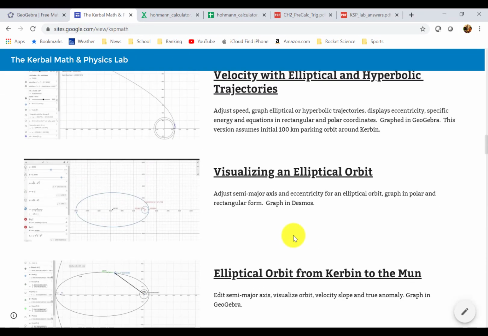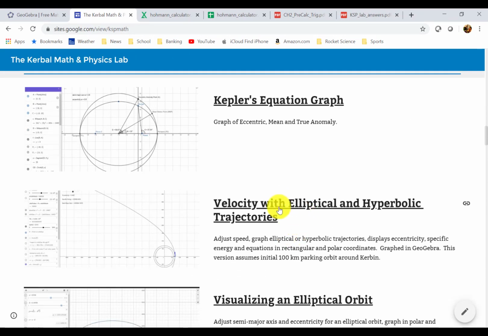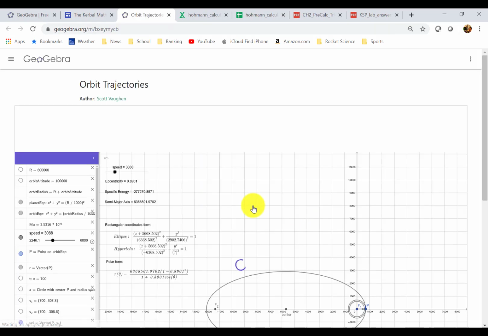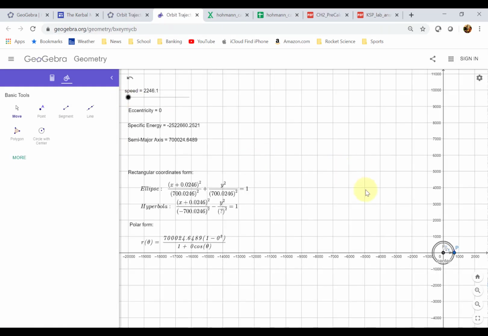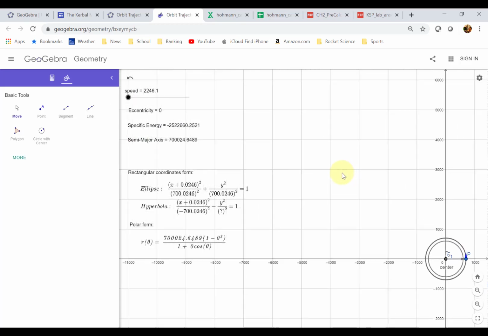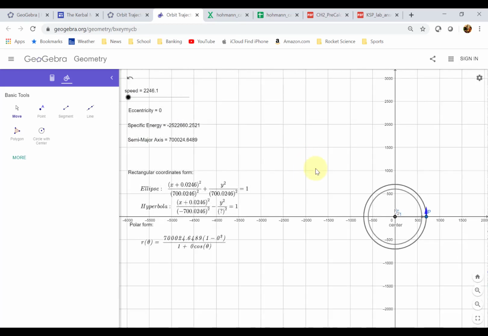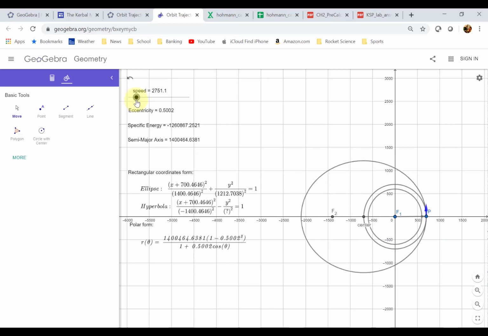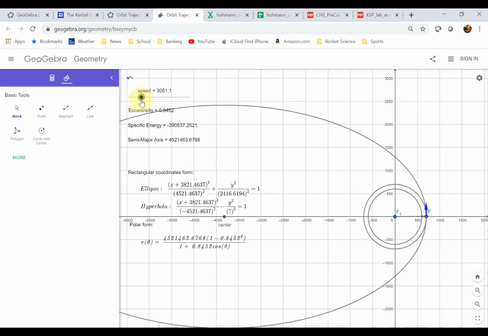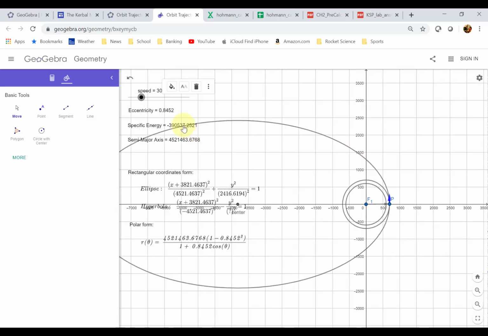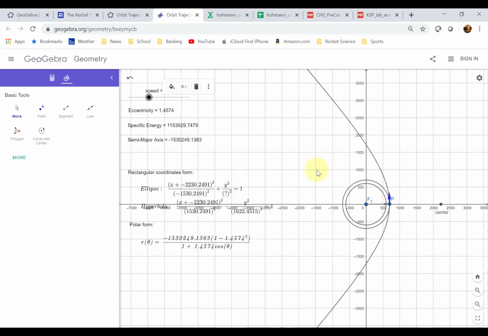Let's go back to velocity with elliptical and hyperbolic trajectories. Click on this one. So if our speed is 2246, we're going to be in this circular orbit. That's the speed required to maintain a circular orbit at 100 kilometers above Kerbin. But if we increase that speed up to about 3087, you can see that my trajectory is becoming more and more elliptical, the eccentricity is increasing toward 1.